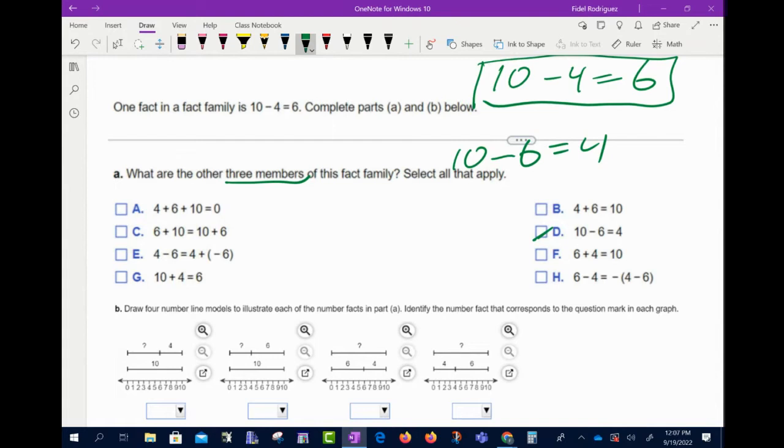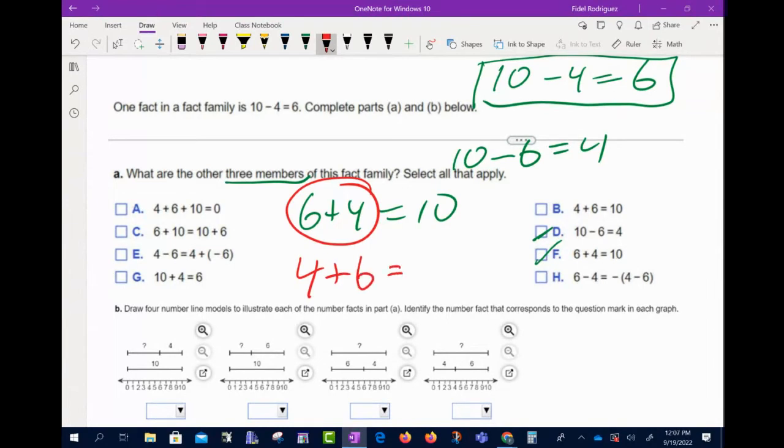Okay, what else could we say? Could we say that 6 plus 4 is equal to 10? Isn't that one going to be right here as well? Is there another way? Is there another property that says I can switch those two numbers around? Couldn't we use the commutative property and say 4 plus 6 is equal to 10? And if you notice, that's my answer right there.